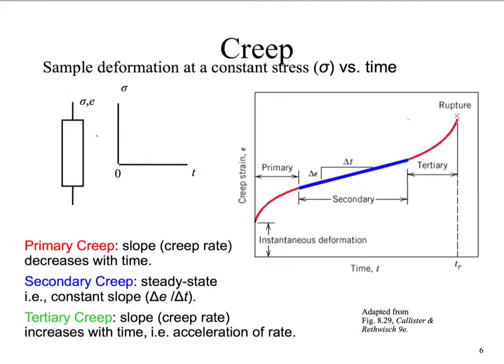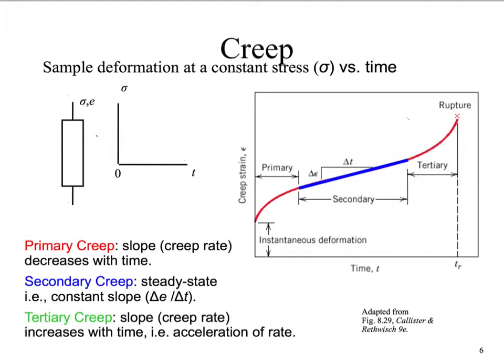So this graph is creep strain versus time, and it shows three main sections that we like to look at. The first is the primary creep, which starts just after the instantaneous elastic deformation that takes place when the load is applied to the sample. The primary creep displays a decreasing creep rate, and that's a result of the creep resistance increasing by strain hardening in the material's microstructure. Basically the material is getting cold worked as it's being strained, and that causes it to resist that strain more and more.